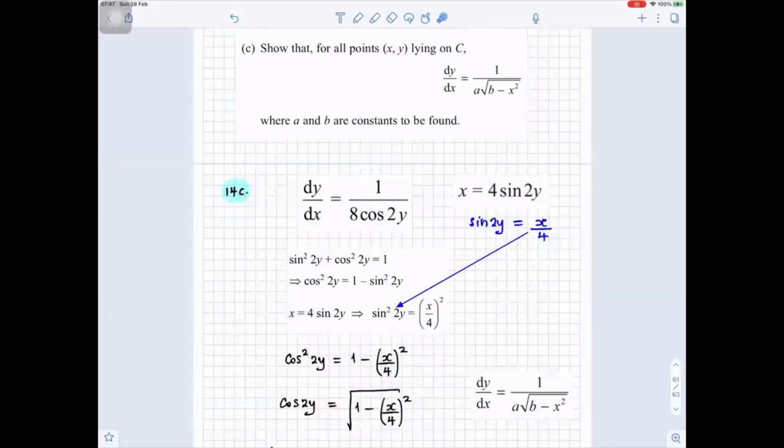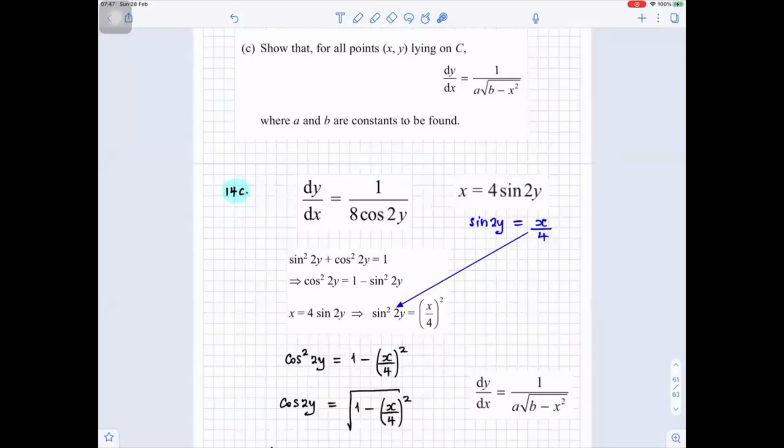For part 14C, we want to show that for all points x, y lying on C, dy over dx is equals to that. So we know dy over dx is 1 over 8 cos 2y. So we got here, we can divide by 4. So we got sine 2y is equals to x over 4. Remember that. Going to use it. And we need to use sine squared 2y plus cos squared 2y equals to 1. And cos squared 2y will be 1 minus sine squared 2y.